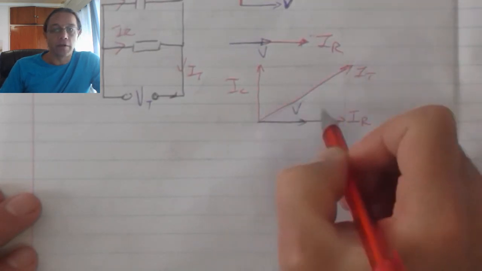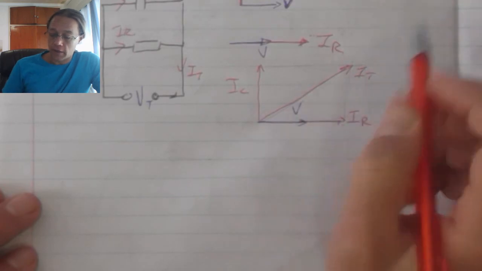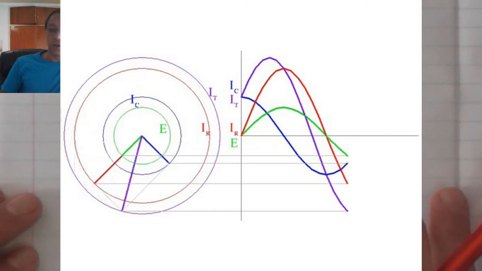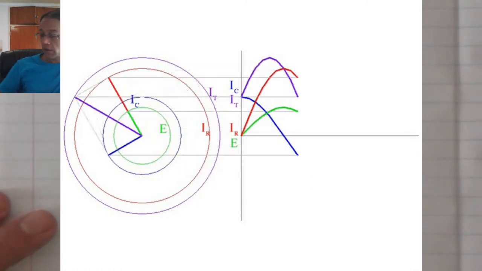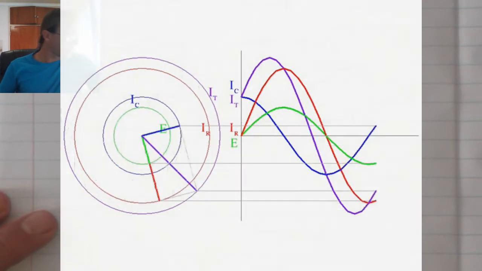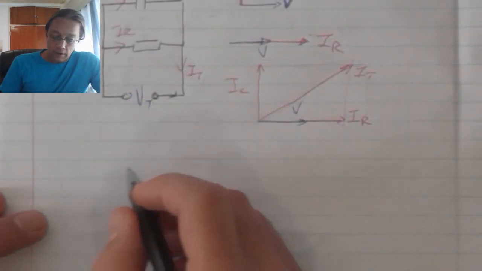Now see that the current is leading the voltage, or the voltage is lagging the current. That is due to the effects of the capacitor's charging and discharging, which we call the capacitive reactance.